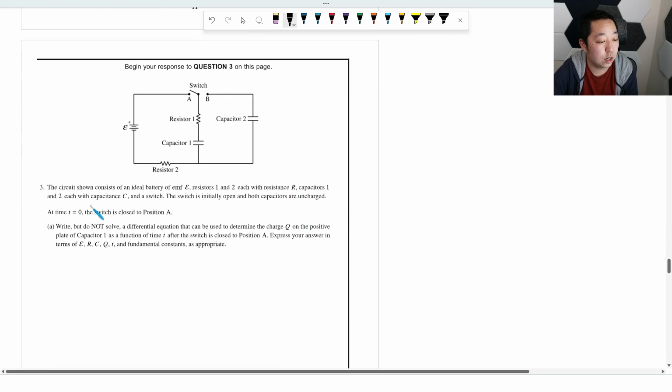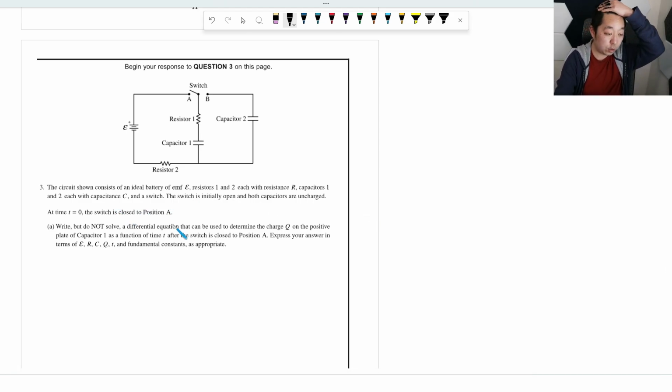Okay, the circuit consists of an ideal battery and a switch. The switch is initially open. Both capacitors are uncharged. At time t equals 0, the switch is closed in position A. Do not solve a differential equation that could be used to determine the charge. This is pretty similar to the other set.